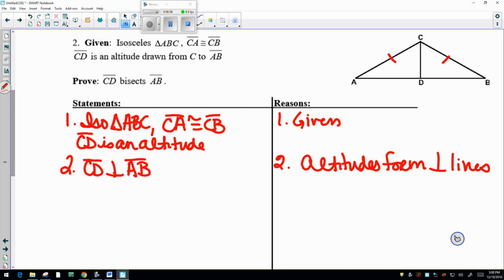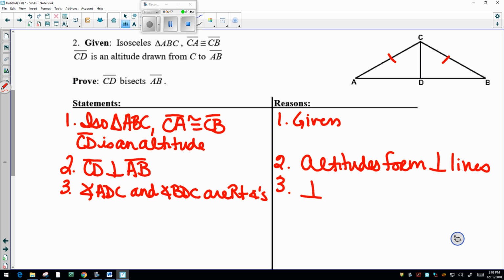Okay, so now we have a statement that says we have perpendicular lines. Well, we've used this before. We know perpendicular lines form right angles. So the right angles that we're going to get are angle ADC and angle BDC. We can say that those are right angles. And our reason? Perpendicular lines form right angles.